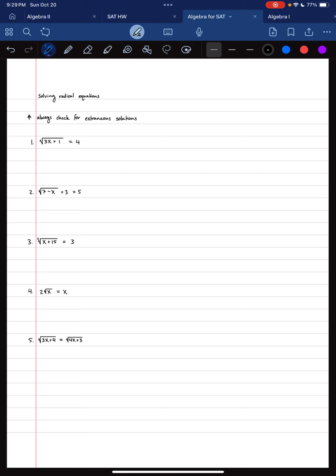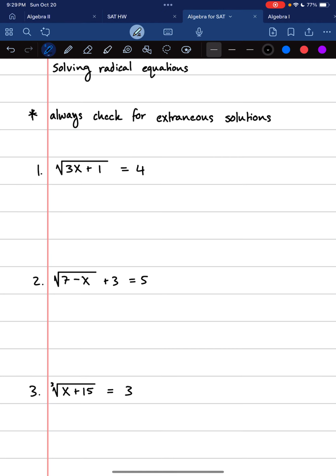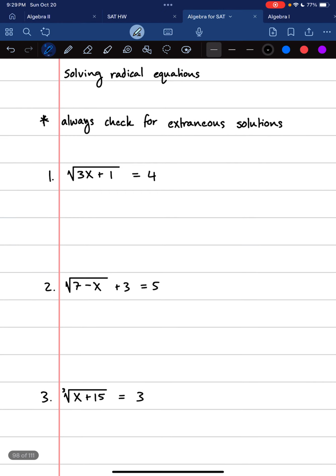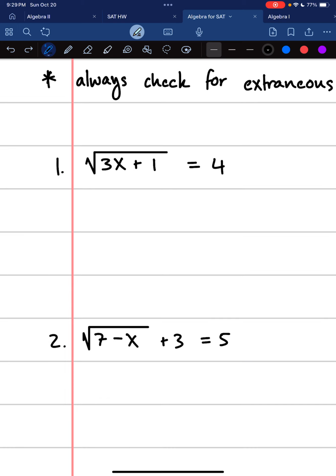In this lesson, we're going to go over several topics that might appear on the SAT and some practice questions. So let's start with solving radical equations. Notice how it says at the top to always check for extraneous solutions, and we'll go over what that means in a few minutes. So let's start with number 1.